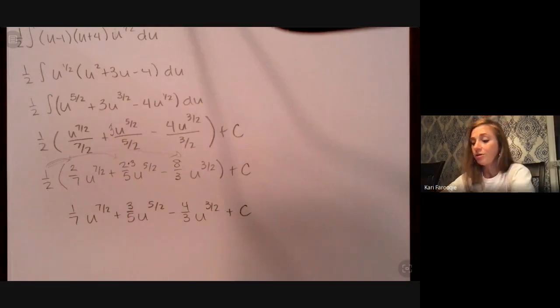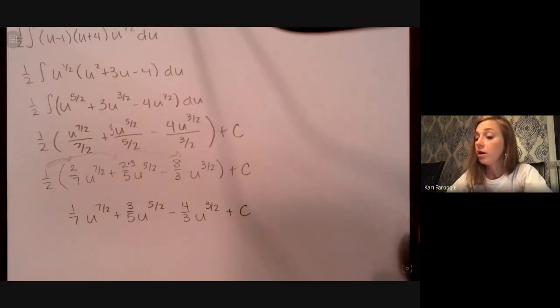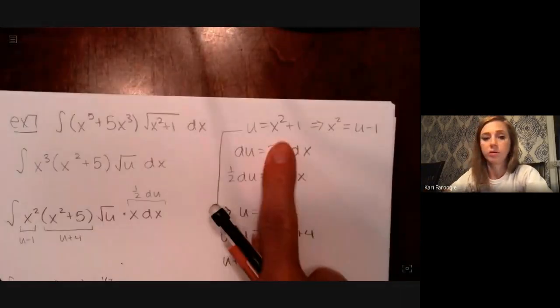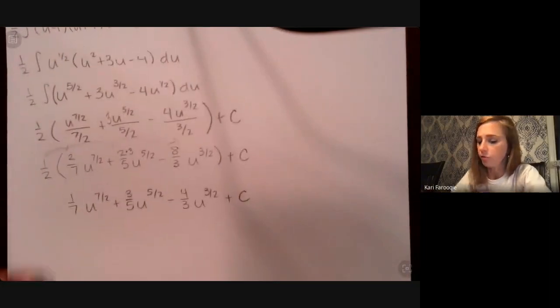And then the last thing you need to do is just back substitute for u. And that was a long time ago that we had u. So I'll remind you of what it is. It was x squared plus 1. So I'm going to sub that back in for u.